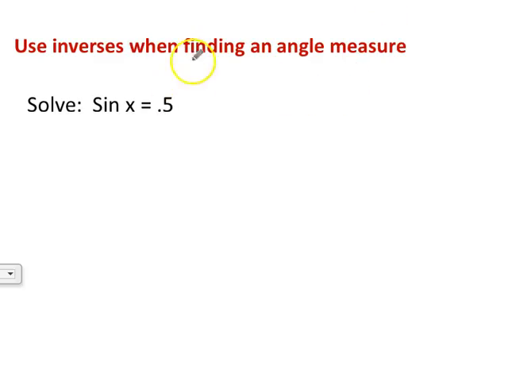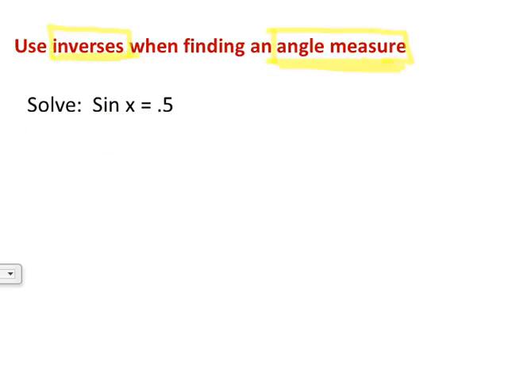All right, so remember we are looking for a degree measurement. And a trick that will help you, or just something to remember, is whenever you're trying to find an angle measurement, or degrees, you always want to use the inverse of the sine, cosine, or tangent. So anytime we're trying to find an angle measurement, we do want to use the inverse.